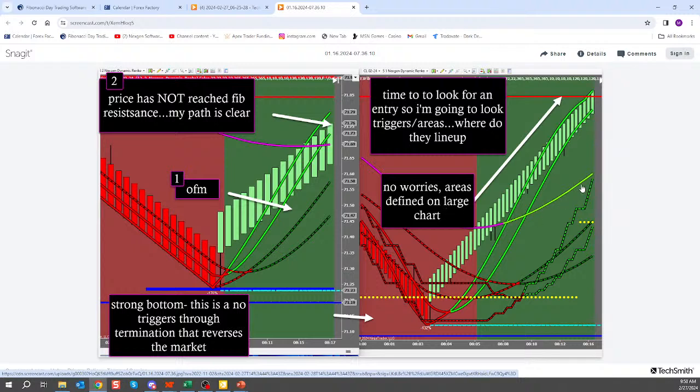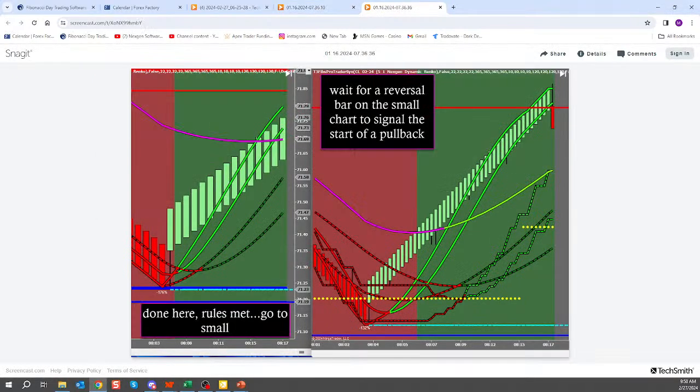We're going to figure out how to buy low. So I'm looking at my small chart, and I'm waiting for that reversal bar to print. I'm waiting for that one down bar after all of these up bars. And this says, hey, Mark, here comes the pullback. Here comes that little retracement.